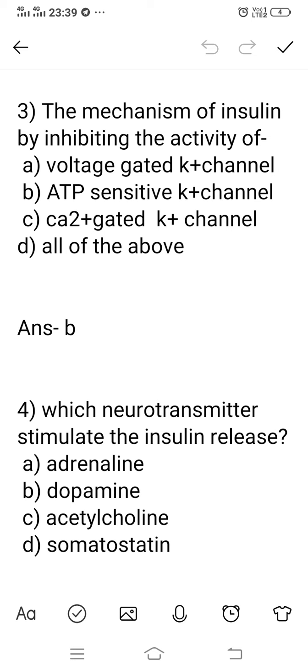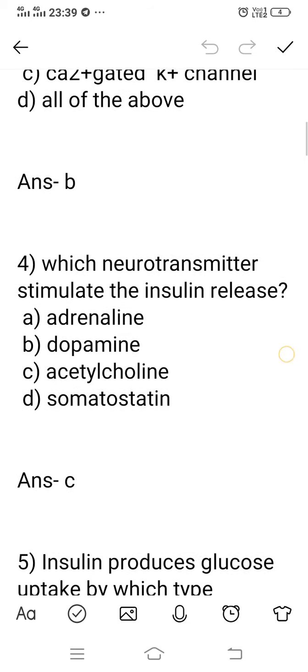Insulin acts by inhibiting the activity of the ATP sensitive potassium channel. As a result, depolarization occurs. So this depolarization promotes calcium entry into the cell and insulin secretion. Okay. Now B is the right answer.